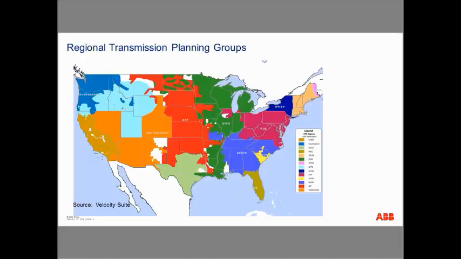So ISO New England, New York ISO, PJM, MISO, SPP, Cal ISO, and ERCOT. Again, all those are entities that are already in place as ISOs, and they take care of the transmission planning. But you have areas like WestConnect and the Southeast here, where there isn't an RTO, or I'm sorry, there's not an ISO in place. So they had to come together to form these planning groups to do the planning and look at potential projects for the region.